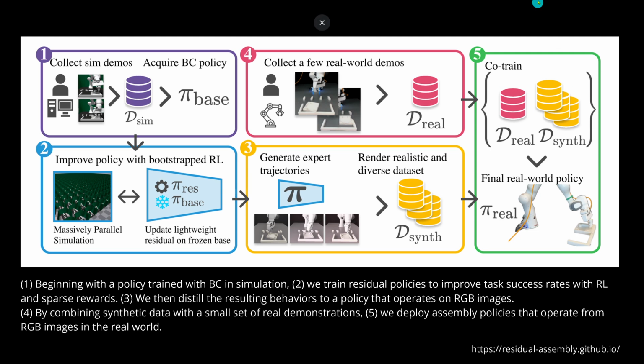Here from the official paper, a simple 5-step process. You collect the simulation demonstrations. You have your base policy. Then you improve your policy if you run 400 computer simulations to update the residual policy on a frozen BC base. Then you generate expert trajectories on this additional data. You render a realistic and diverse dataset in synthetic computer environments, CAD environments. Plus, you collect for your particular task, to build a habitat on Mars, some real-world demos from Earth, and then you co-train everything together. So you have your real data sets. Let's say you only have 10 or 15 data sets from the real world, but you have hundreds or thousands of synthetic data sets. You combine them, you train them, and you have your final real-world policy.